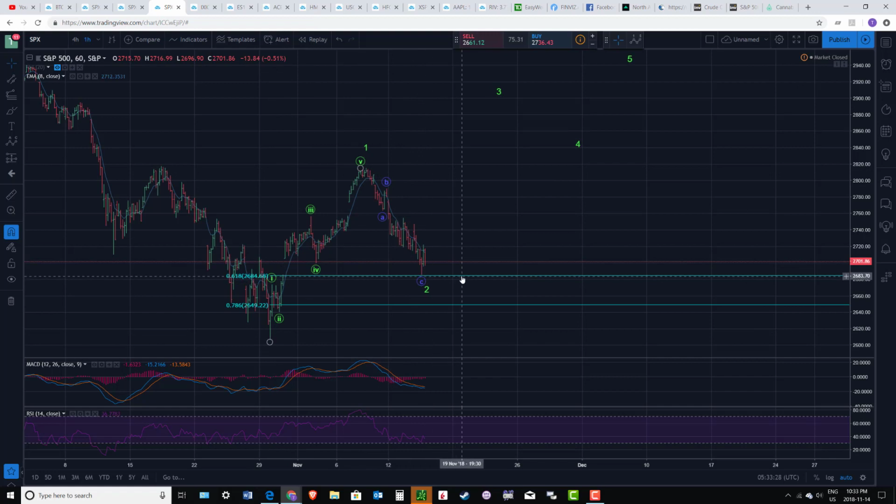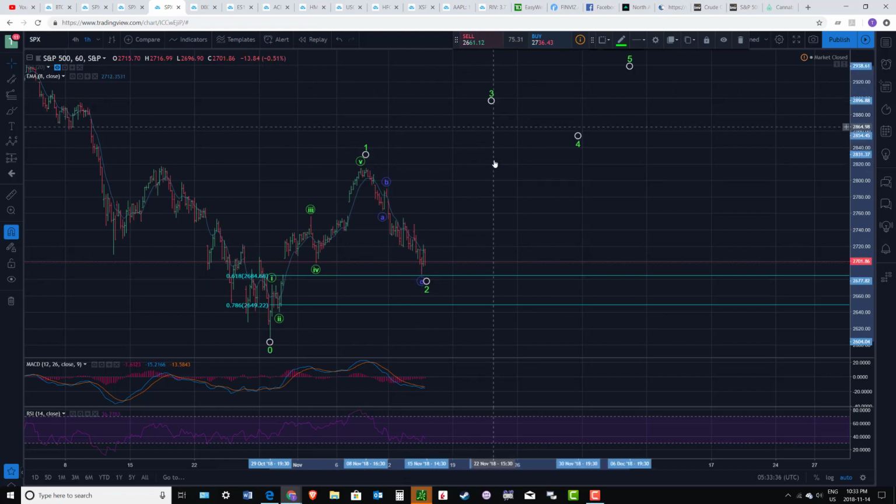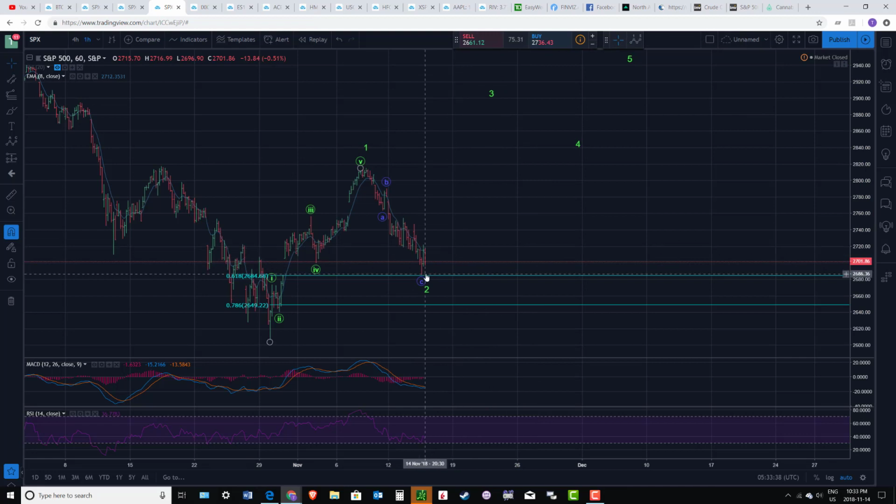ABC down for 2. Oh, look, we just pivoted off the 618 retracement, just fill the gap. And now we're ready to go off to the races in a third wave up. Not the likely scenario, but I just put it here as an alternate. What if it happens? If it happens, then you have to accept that this is the way it's playing out. But definitely not favoring this one. But just thought I'd throw it up there.